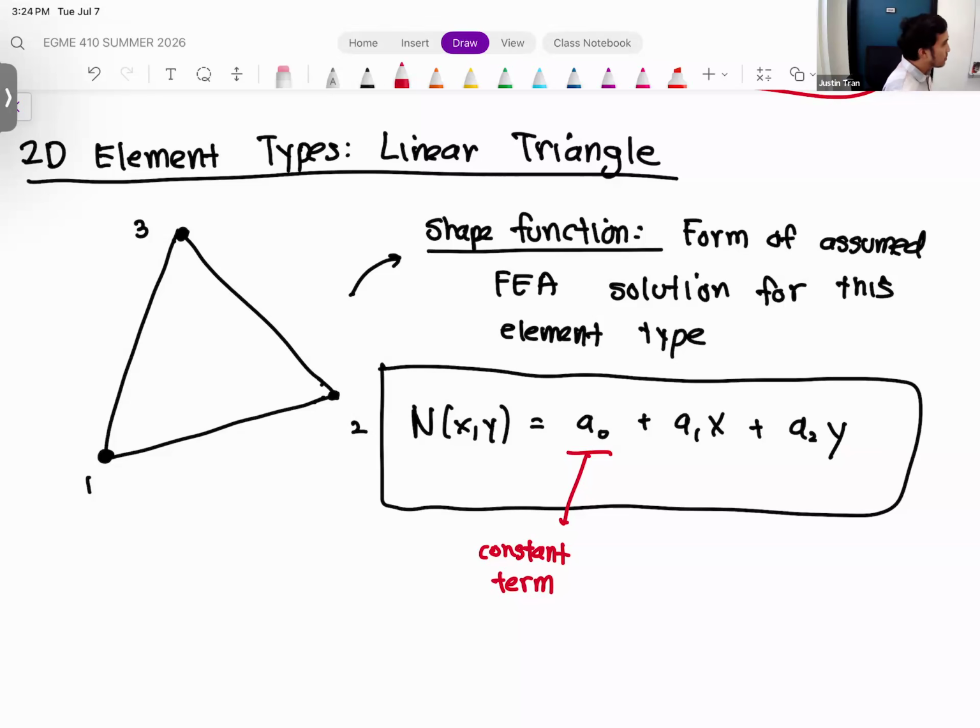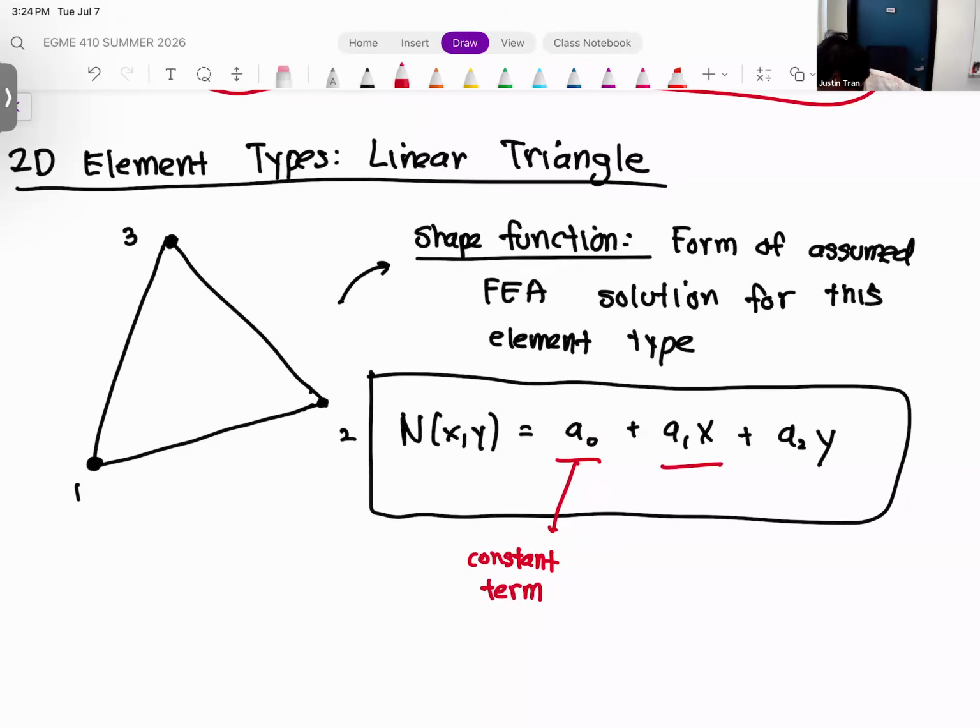So the constant term has to be there. There's no negotiation. Sometimes I get asked, can you make a shape function without the constant term? You can. It's just not going to work. It's going to give you a wrong solution. So every shape function, no matter how complex, even when we get to the 3-dimensional shape functions, the constant term has to be there.